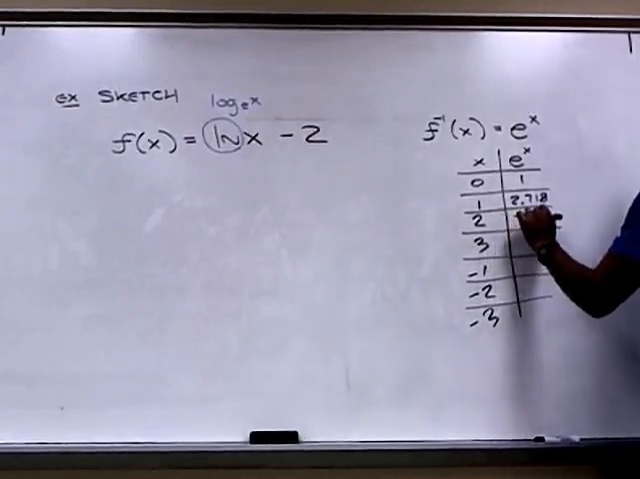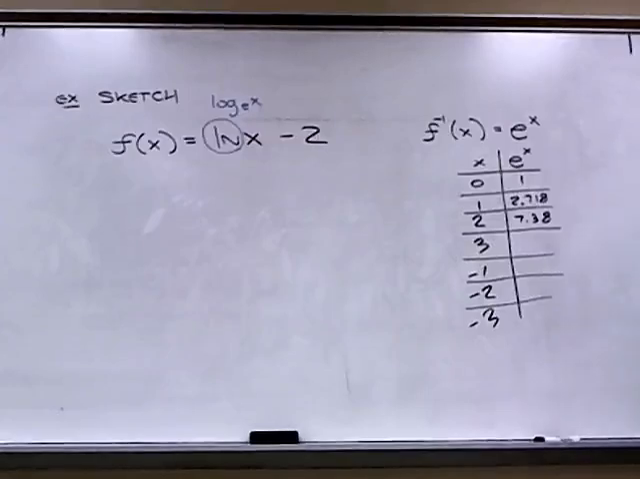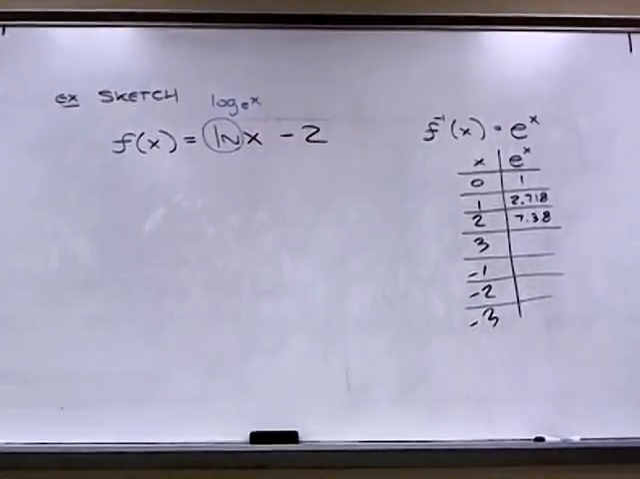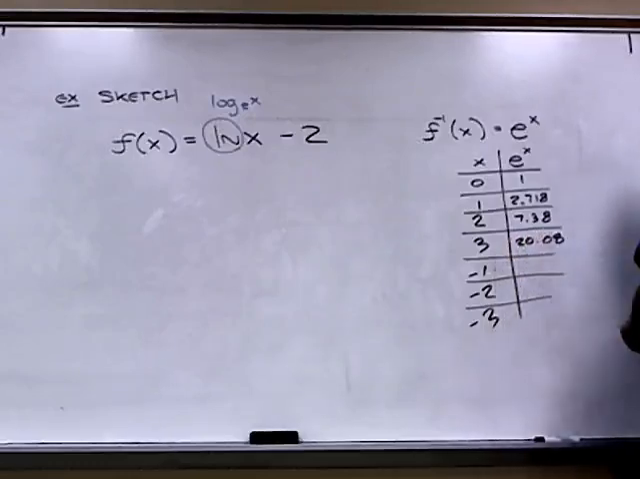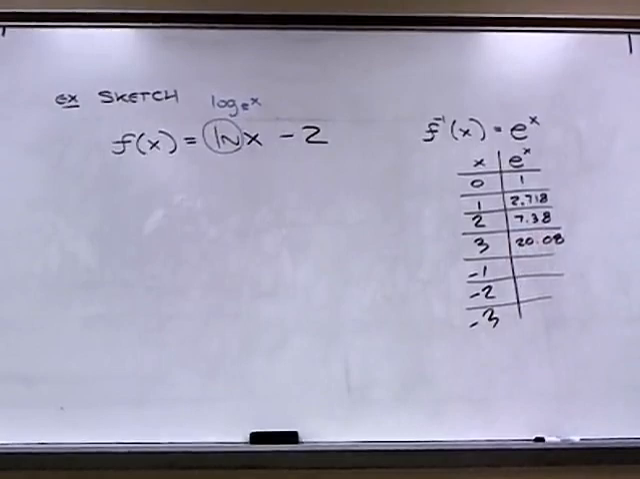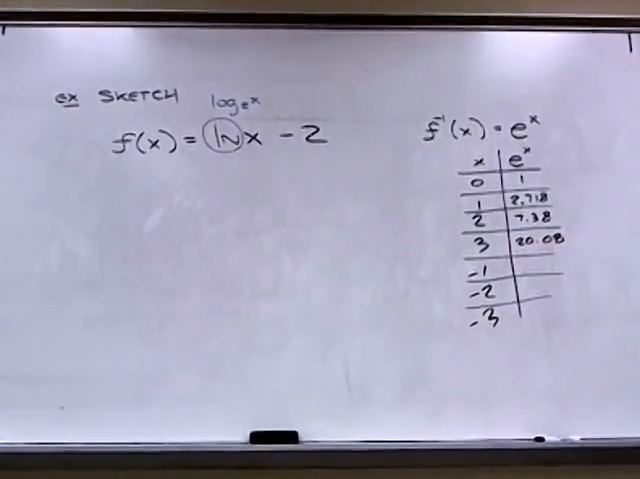$7.38. Finally, what's e cubed? 20.08? Okay. Now the true test. What's e to the negative 1? So do you know how to type that in correctly? Yes? What did you get? 0.36?